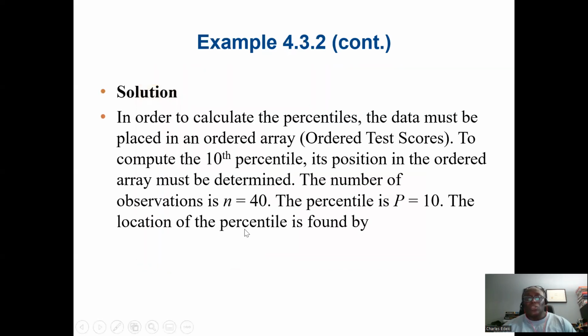So the next thing we need to do is to find the location. Now we know the value of n. n will be 40 since we have 40 items. And we want to find the 10th percentile first. So P gives us 10. With this, we can find the location. Location will be 40 times 10 divided by 100, and that gives us 4.